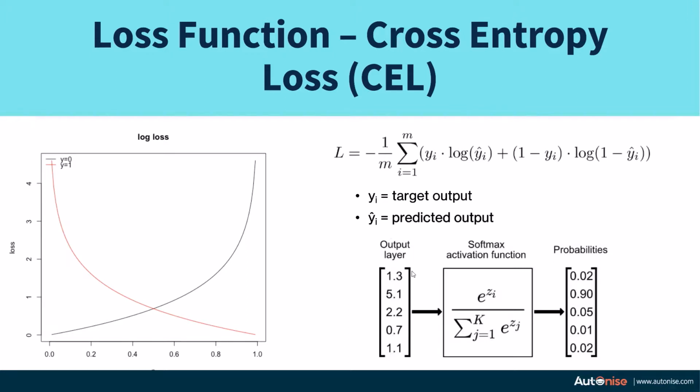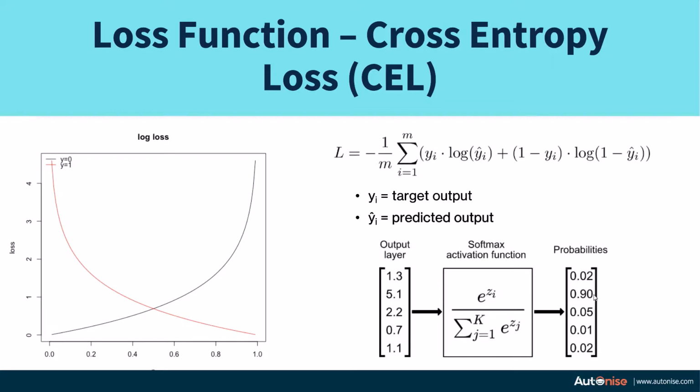Now you take e to the power of 1.3 divided by the sum of e to the power of all the numbers. So in the denominator, you have something like e to the power 1.3 plus e to the power 5.1 plus e to the power 2.2 and so on. And in the numerator, for the first neuron, you have e to the power 1.3. For the second neuron, you have e to the power 5.1 and so on. So finally, in the output, you'll get some numbers which are always less than 1 because the numerator will always be smaller than the denominator.